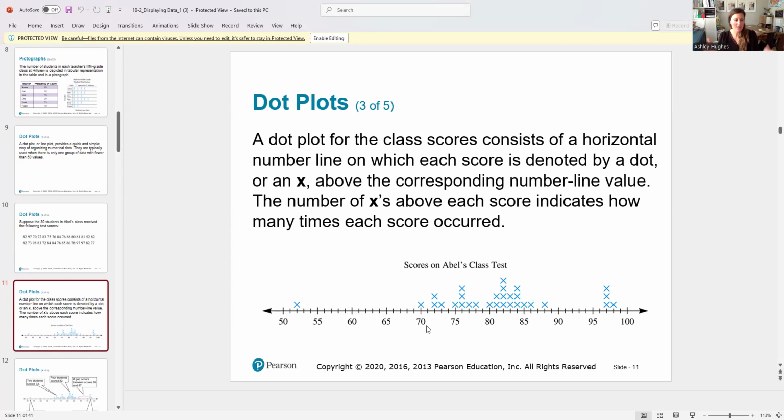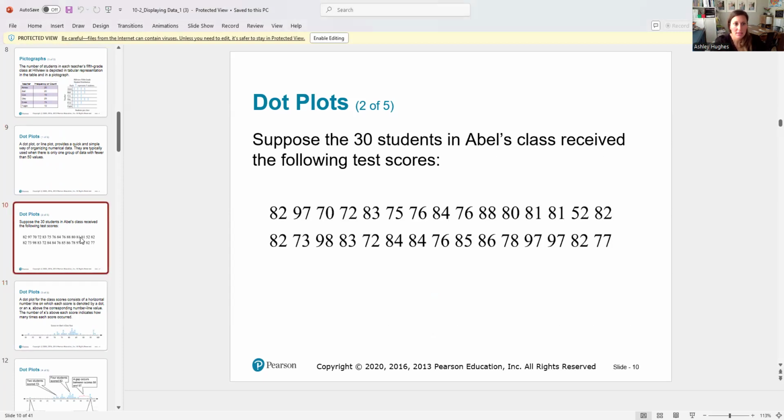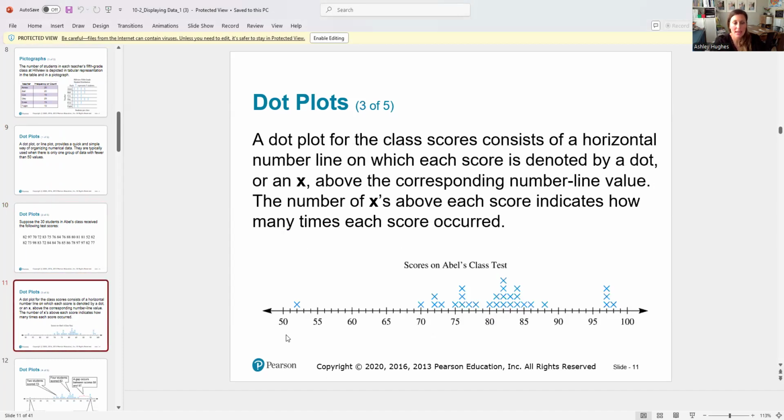Basically, you make a scale on an axis. In this case, we asked, what's the lowest grade? If we go back and look, it looks like we have a 52. So I know that my scale needs to start at 50. And then the highest grade, of course, would be 100. Then we put an X each place a test person has that score.